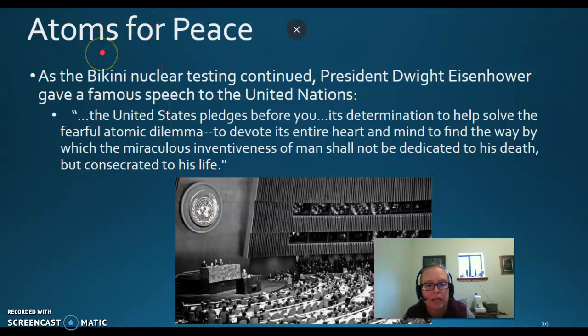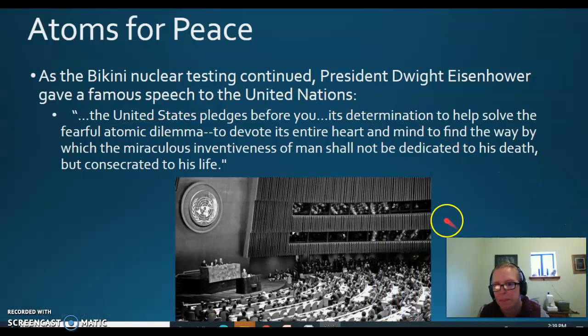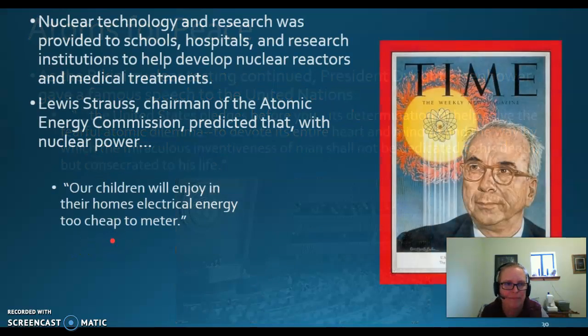So as the Bikini nuclear testing continued, Dwight Eisenhower gave a famous speech. He said, "The United States pledges before you its determination to help solve the fearful atomic dilemma, to devote its entire heart and mind to find the way by which miraculous inventiveness of man shall not be dedicated to his death, but consecrated to his life." So that's called Atoms for Peace.